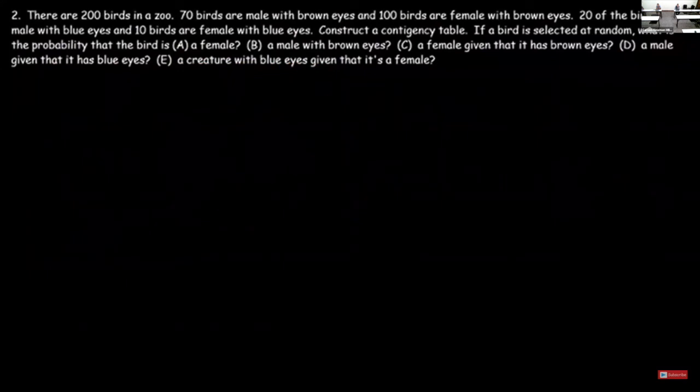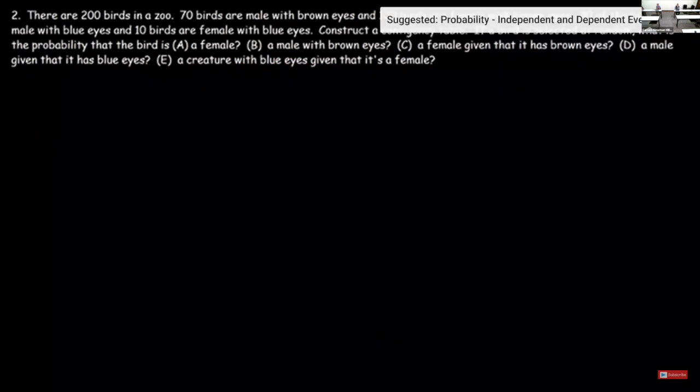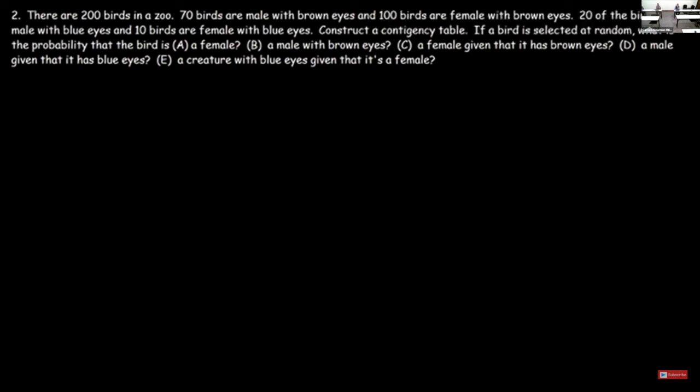Let's move on to the next question. There are 200 birds in a zoo. 70 birds are male with brown eyes, and 100 birds are female with brown eyes. 20 of the birds are male with blue eyes, and 10 birds are female with blue eyes. Construct a contingency table. So let's begin by doing that first.